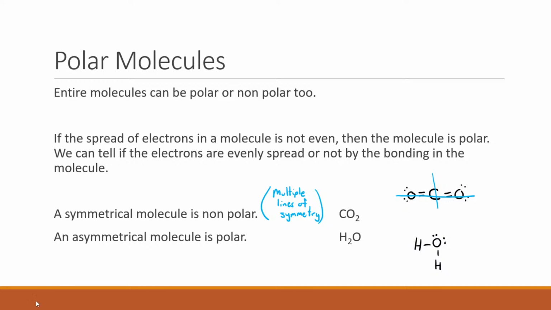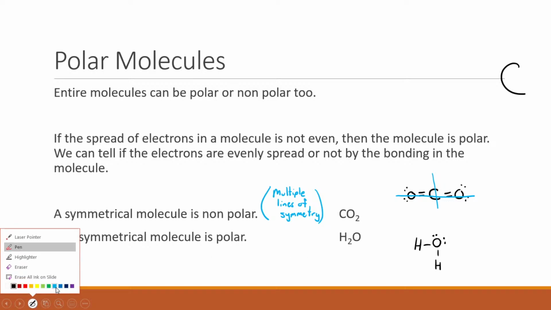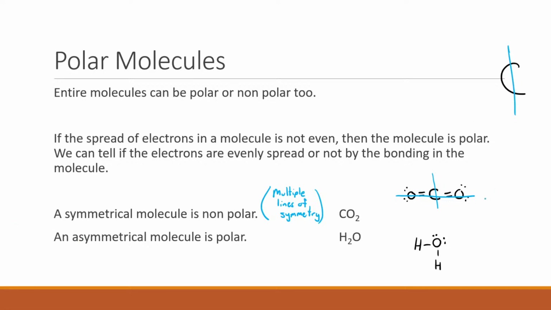And I hear already, Mr. M, that's not right. The letter C does not have a vertical line of symmetry. The left half of this is not the same as the right half of this. And you are correct. The letter C does not have a vertical line of symmetry. But an atom of carbon does have a vertical line of symmetry.